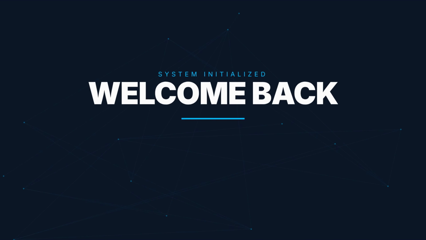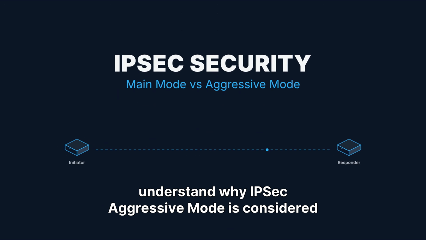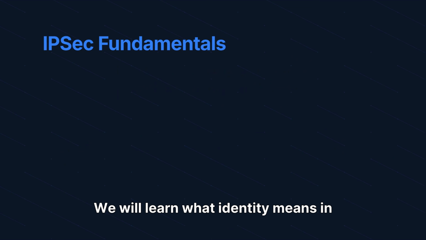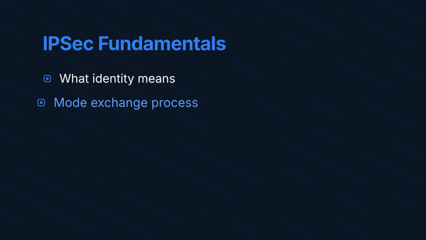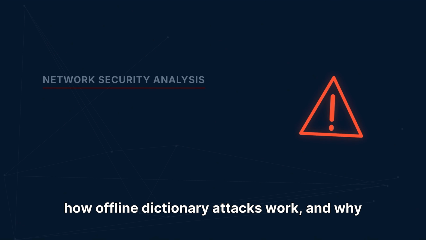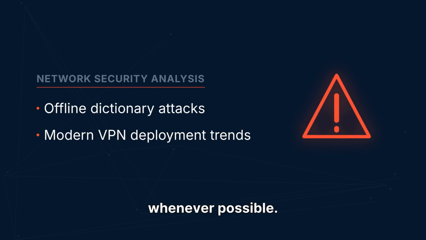Hey guys, welcome back. In this video, we are going to understand why IPSec Aggressive Mode is considered less secure than main mode. We will learn what identity means in IPSec, how both modes exchange information, what data becomes visible during the negotiation process, how offline dictionary attacks work, and why most modern VPN deployments avoid aggressive mode whenever possible.